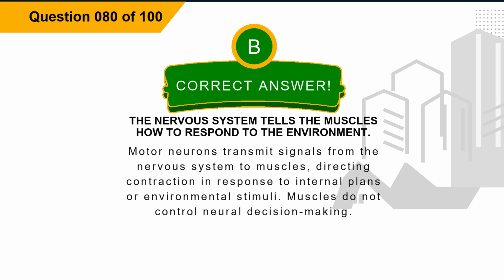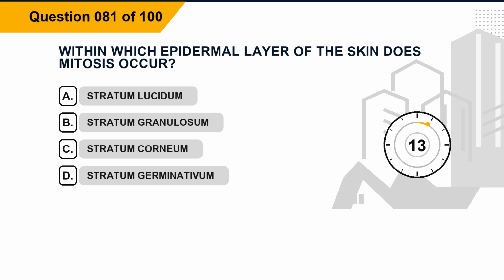Explanation: motor neurons transmit signals from the nervous system to muscles, directing contraction in response to internal plans or environmental stimuli. Muscles do not control neural decision-making. Question 81. Within which epidermal layer of the skin does mitosis occur?